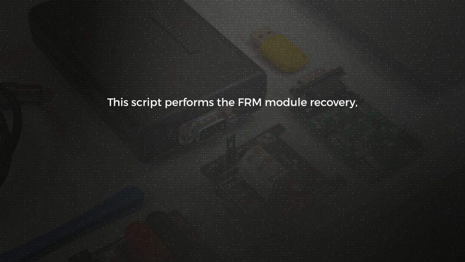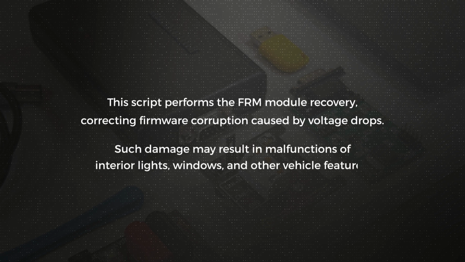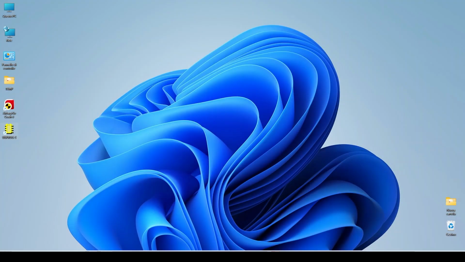This script performs the FRM module recovery, correcting firmware corruption caused by voltage drops. Such damage may result in malfunctions of interior lights, windows, and other vehicle features. Thanks to a fully automated procedure, you can repair the module with a single click.